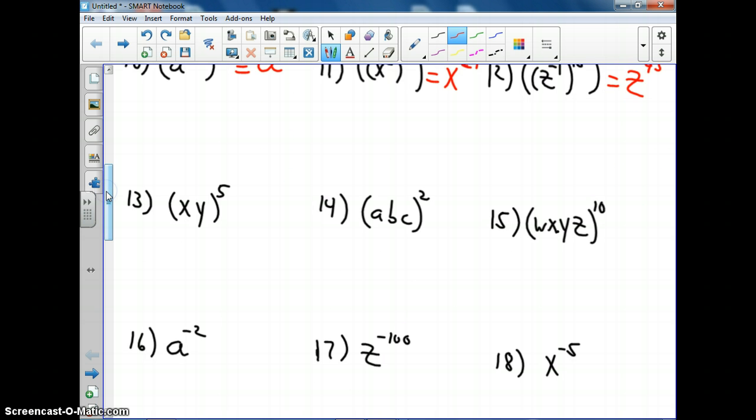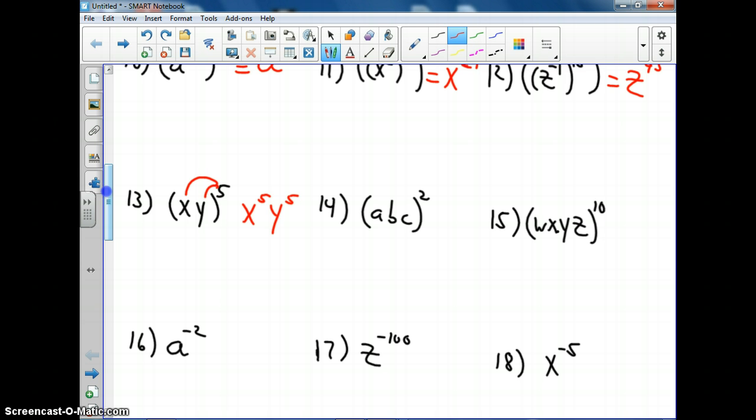Now what do you do with this 5 on number 13? Distribute it, right? And that's what you guys have been taught. You distribute to there and to there. Distribute only to the powers. So it's going to be x to the 5th and y to the 5th, right? That's what the answer is. X to the 5th, y to the 5th.